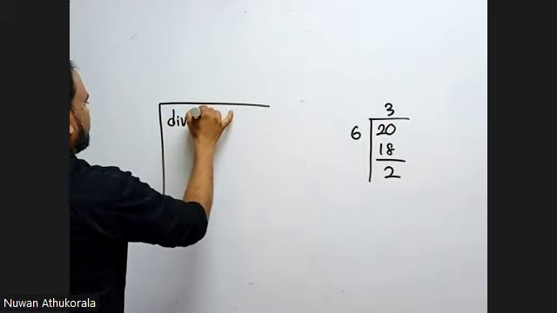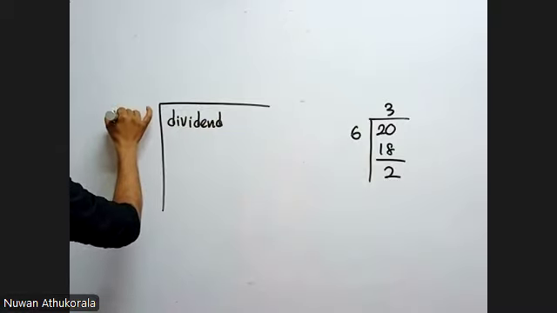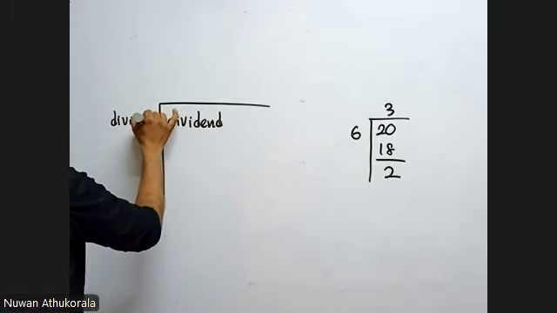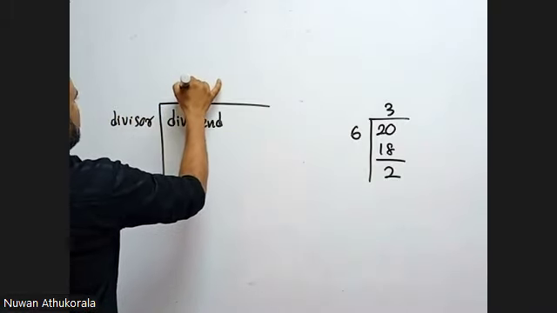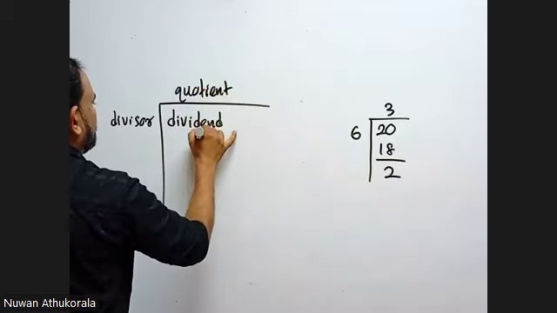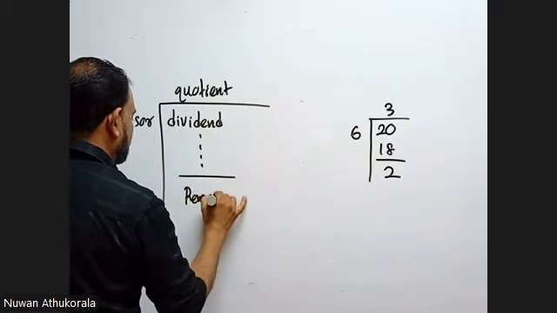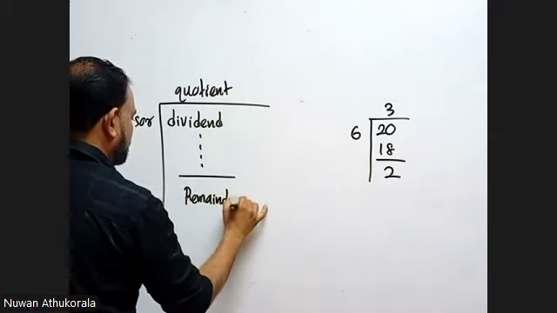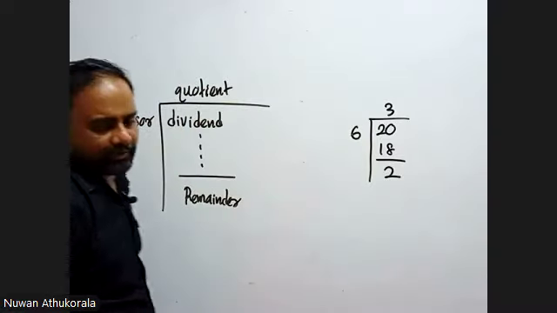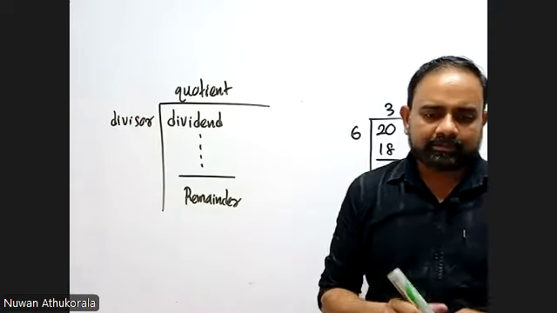Dividend is divided by divisor, quotient, remainder. This is the format of long division, right? Write down this one.